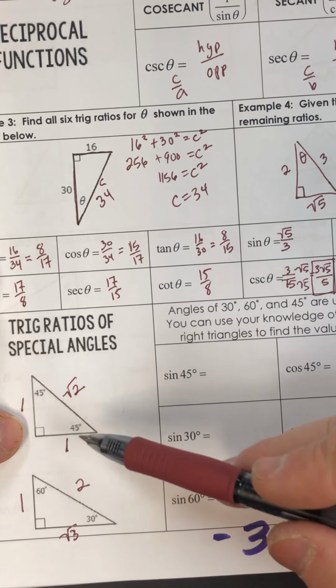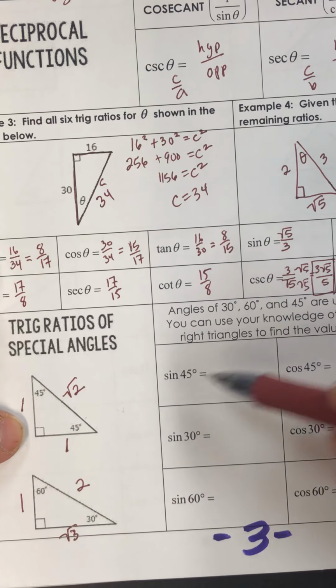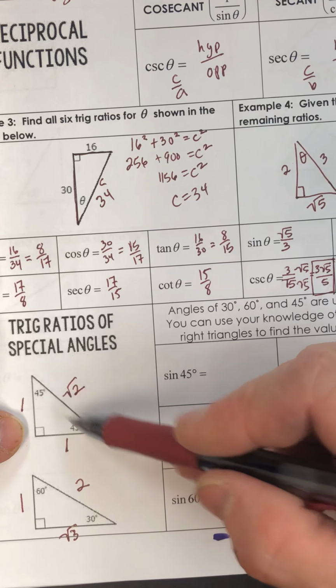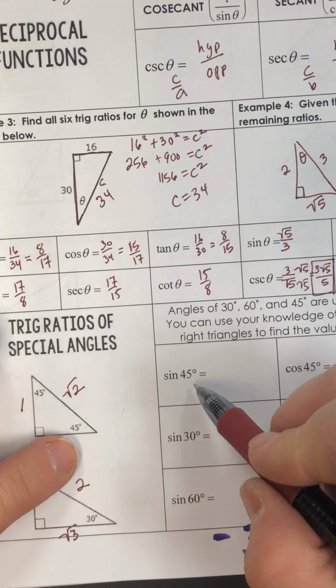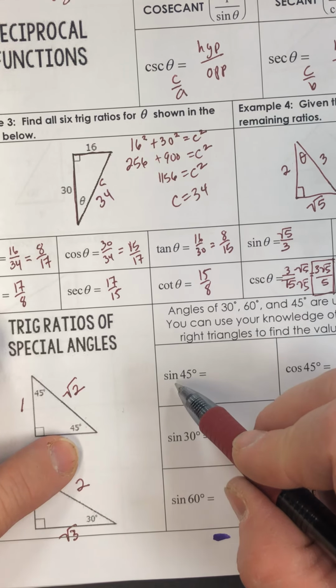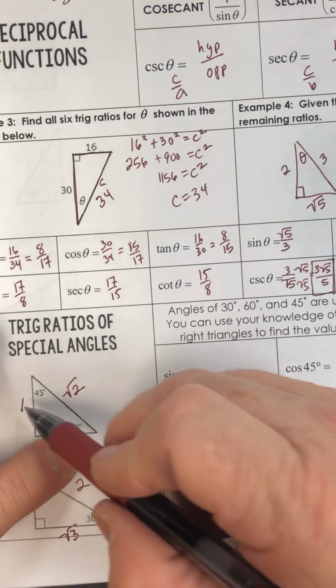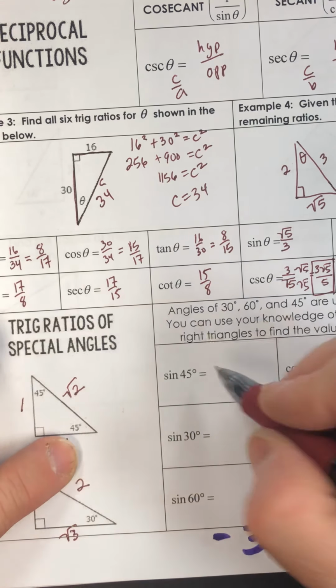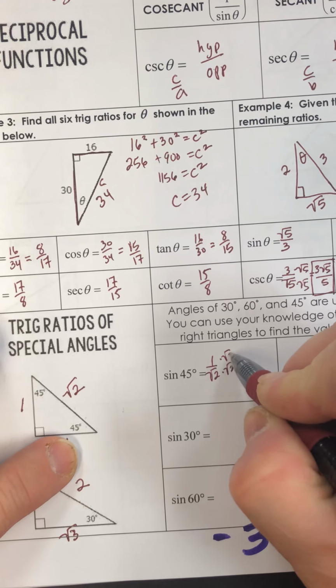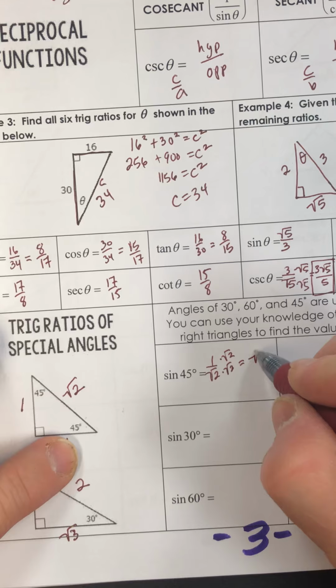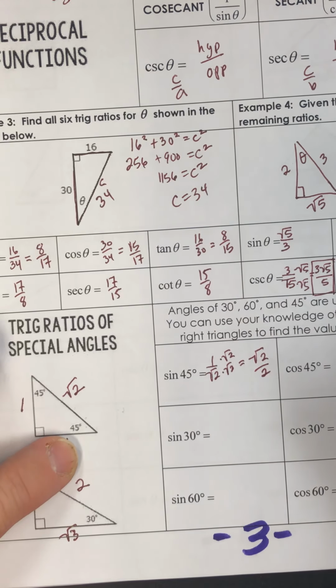So pick one of the 45s, it's not going to matter, sine and cosine, or 45 and 45, and either one is going to work. So I'm going to pick this 45. So 45 sine means opposite over hypotenuse. So 1 opposite over hypotenuse square root of 2. And then I have to simplify it because I have that radical in the denominator. So this is square root of 2 over 2. Okay, so that's your standard sine of 45 ratio, square root of 2 over 2.